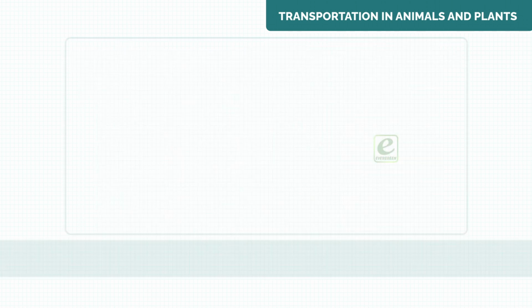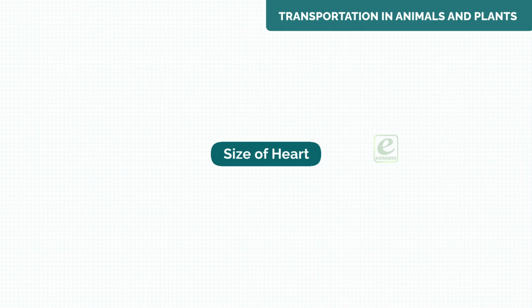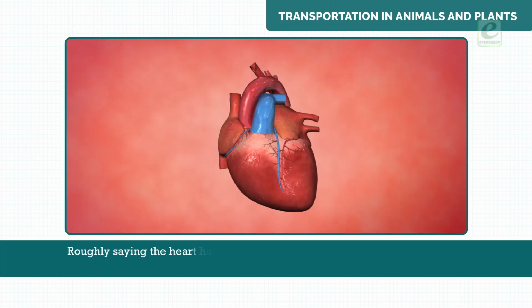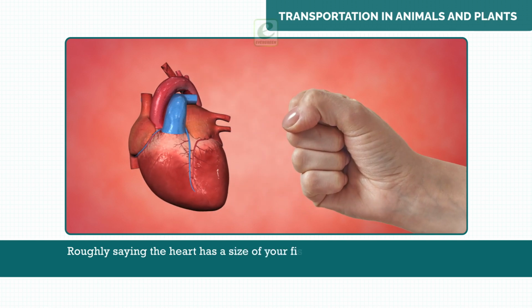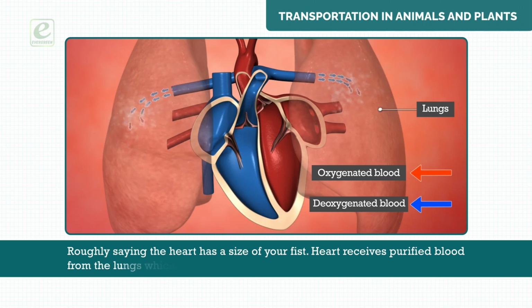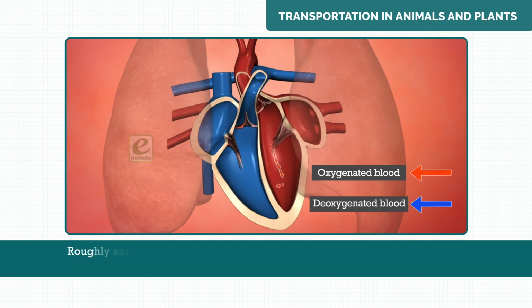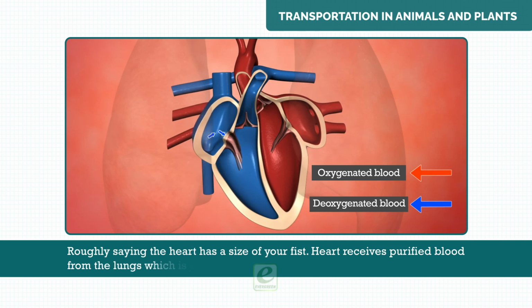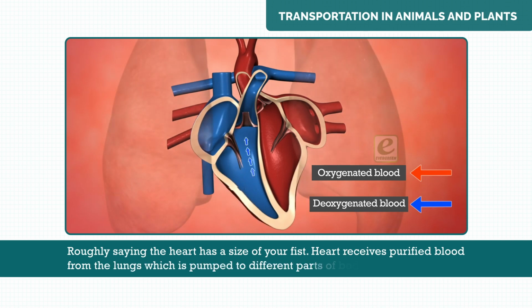Size of heart. Roughly saying, the heart has the size of your fist. Heart receives purified blood from the lungs, which is pumped to different parts of body. The impure blood collected from different organs is pumped back to the heart, from where it is sent to the lungs for oxygenation.